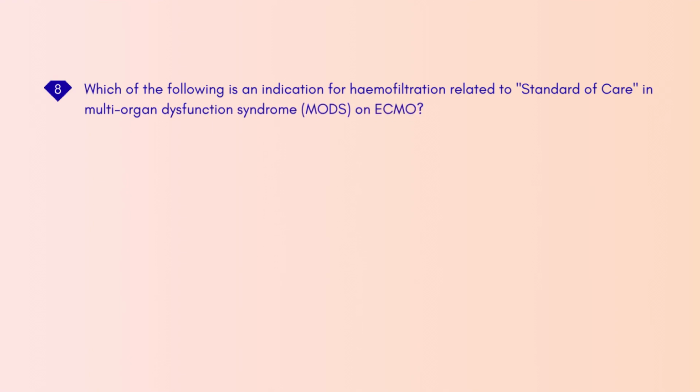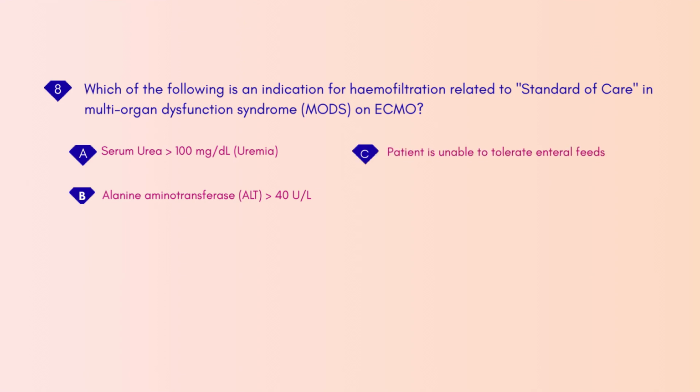Which of the following is an indication for hemofiltration related to standard of care in multi-organ dysfunction syndrome, MODS, on ECMO? A. Serum urea greater than 100 mg per deciliter, uremia. B. Alanine aminotransferase, ALT, greater than 40 U/L. C. Patient is unable to tolerate enteral feeds. D. Heart rate greater than 120 bpm. Answer: A. Serum urea greater than 100 mg per deciliter, uremia.